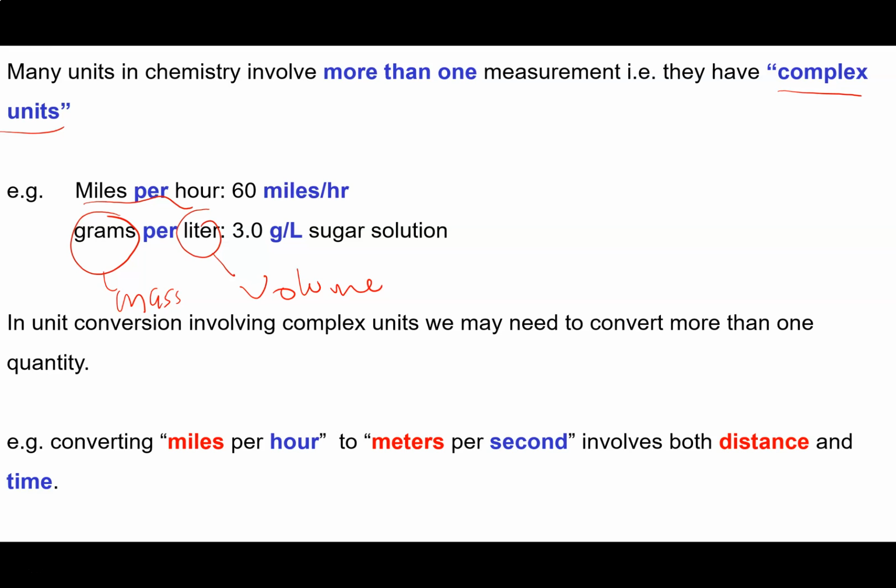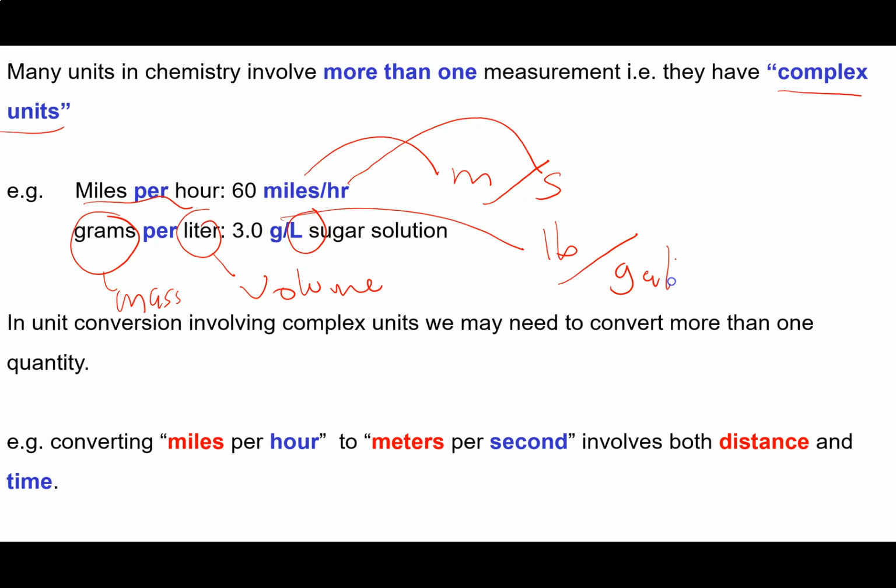So there's two things going on there, two base units within the one more complex unit. And you could convert either of those things. You could convert the miles to meters, and you could convert the hours to seconds, and that would give you the speed in meters per second, right? In this case, you could turn the grams into pounds, and the liters into gallons, and you could get completely different units, right?